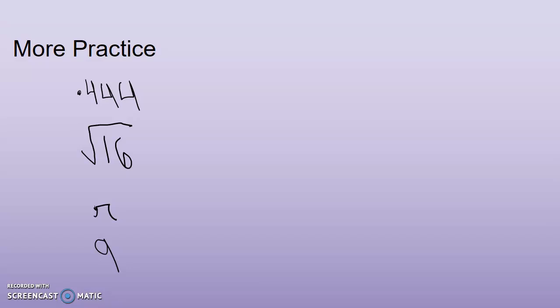So now we are back, and for 0.44, let's think about it. 0.44. Well, I know that 0.44 is not repeating because it doesn't have a line on top of it where the digits repeat, or three dots. So that means that it is rational.